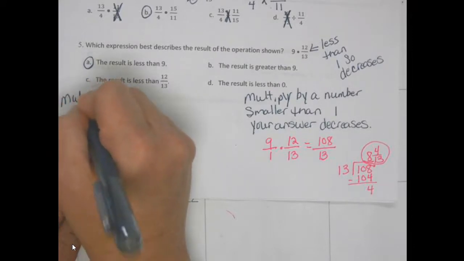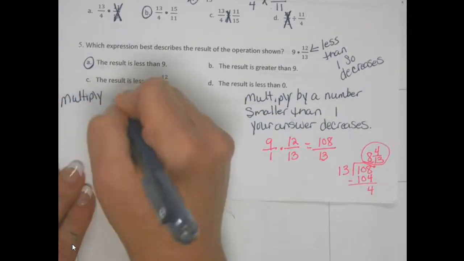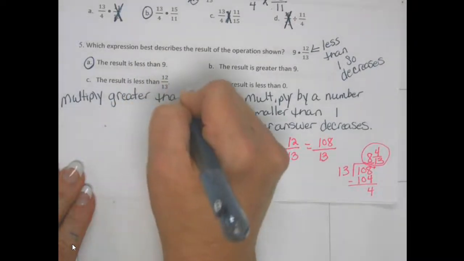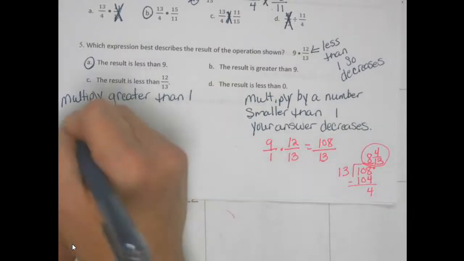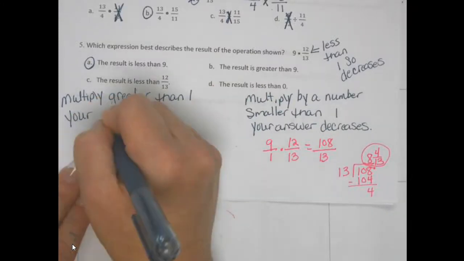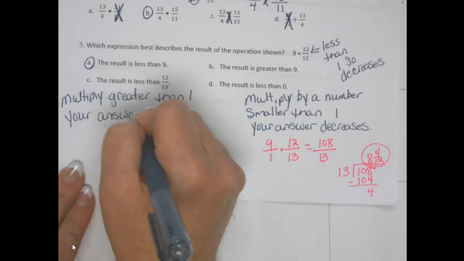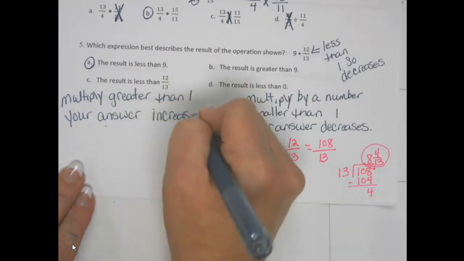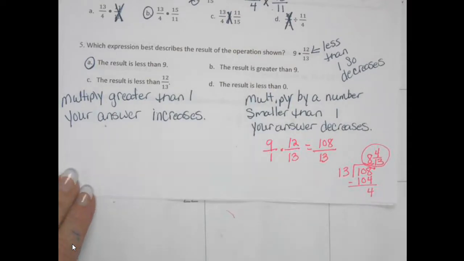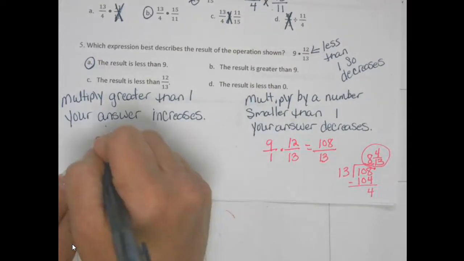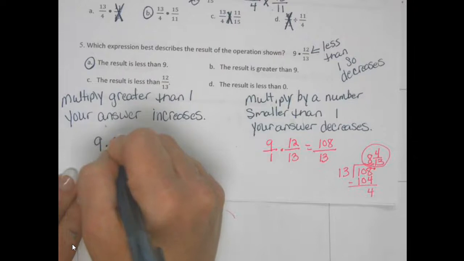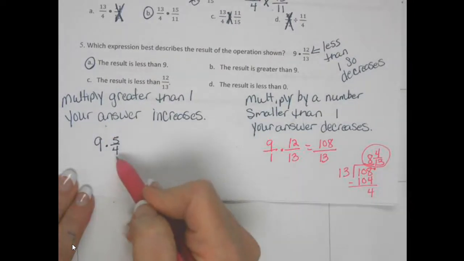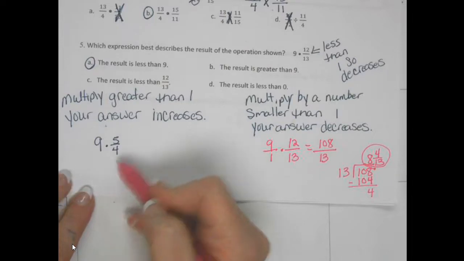Now, here's another one. When you multiply by a number greater than 1, your answer increases. So 9 times 5/4. 5/4 is bigger than 1. Does everybody agree with that?